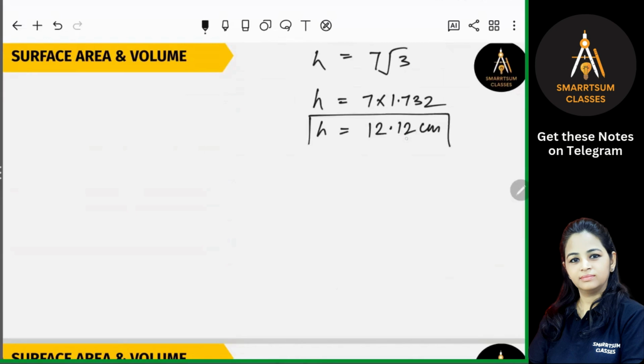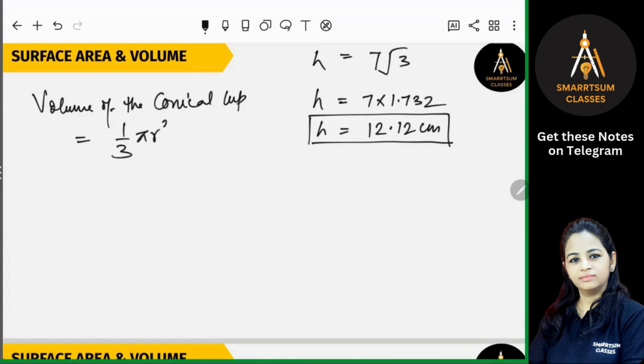So what we have found out is the height of the cone. Now to find out the capacity of the cone, we have to find the volume of the conical cup. So the volume of the conical cup is equal to 1 by 3 pi r square h. Now we can put all the values here: 1 by 3, 22 by 7, r is 7, so it is 7 into 7 into h. H is 12.12, or you can also write in this form 7 root 3.